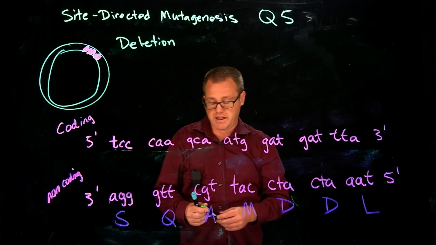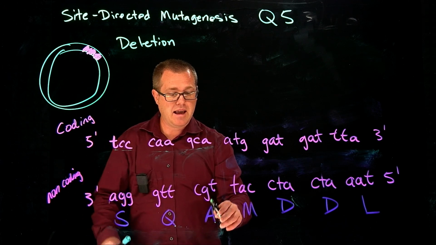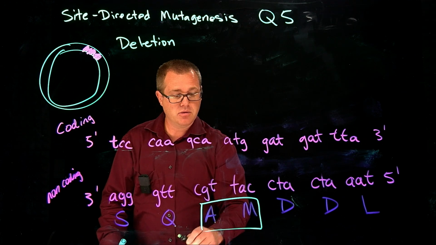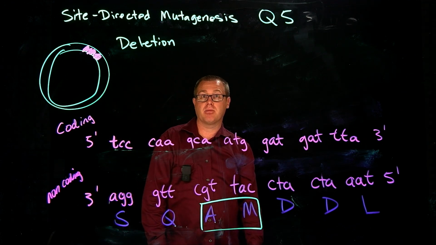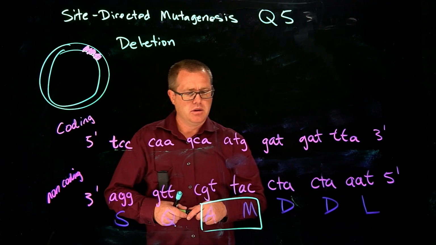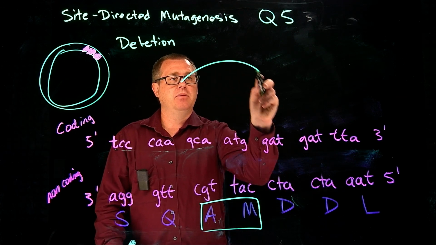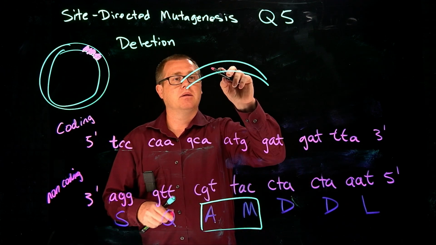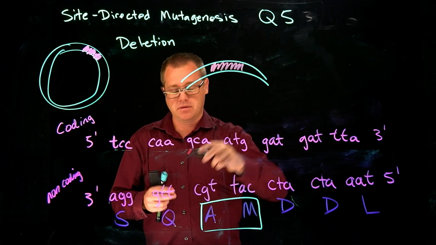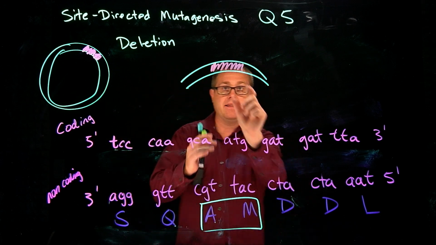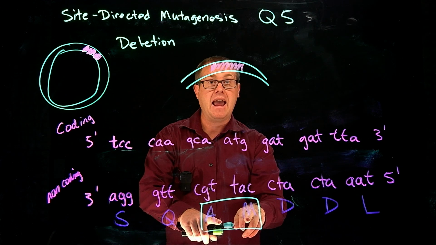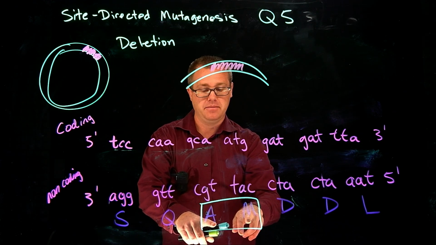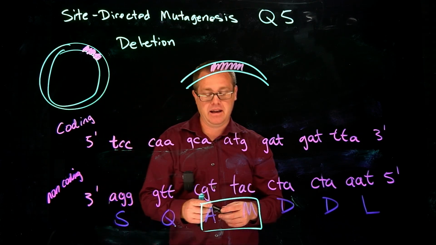So for a deletion, let's say we want to delete those 2 amino acids out of our protein. So if we zoom in on our plasmid here, there's our gene of interest, okay? We need to look at that gene. Where are those A and M's? Where's our alanine and methionine?